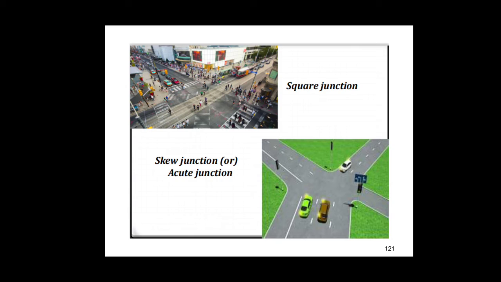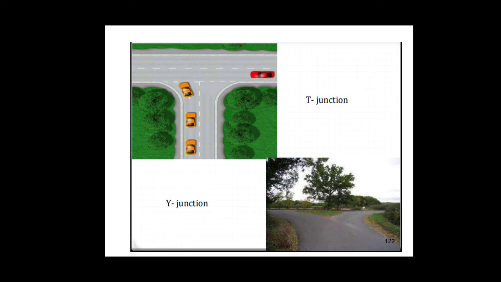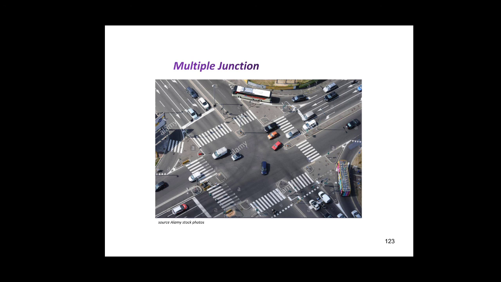As you can see from the figure, first is the square junction, and second the skewed or the acute junction, the point where all the lanes meet together. In the first case it forms a square, so called a square junction, and in the second case it is an acute junction where the roads meet together at an intersection. Third is a T junction, wherein the intersection takes the shape of the English letter T. Similarly, the Y junction taking the shape of the English letter Y. The multiple junction relates to the intersection of n number of lanes or multiple lanes at one single point.